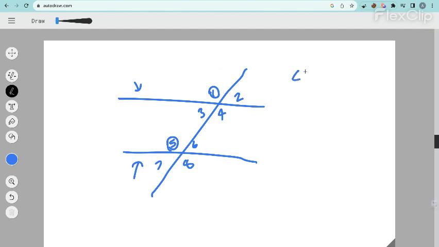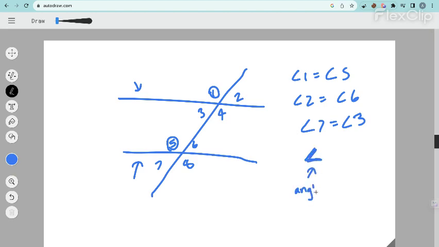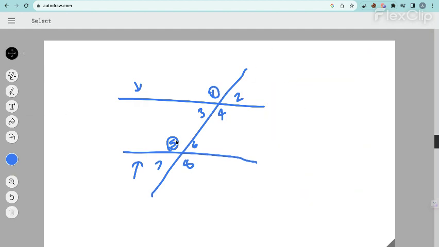So angle 1 is equal to angle 5, angle 2 is equal to angle 6, angle 7 is equal to angle 3. And also, this sign, sometimes used on the SAT, just means angles. So that's just the basic idea behind corresponding angles. But obviously, there's more that we need to cover.